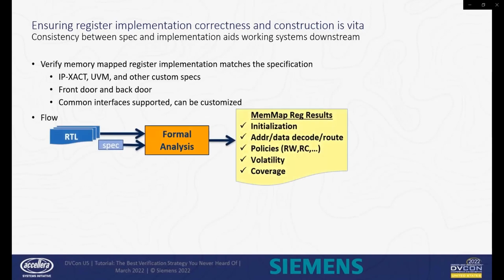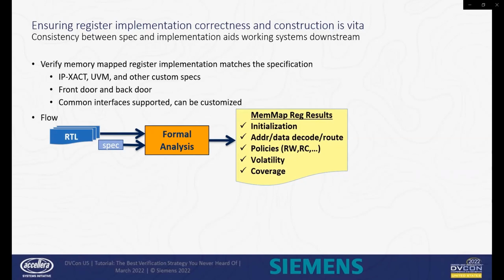The flow for memory-mapped register verification begins with the synthesizable RTL and a specification describing the policies for each register. Each register specification has a number of properties generated for it. These properties are then formally analyzed, and results are either proven or failed.